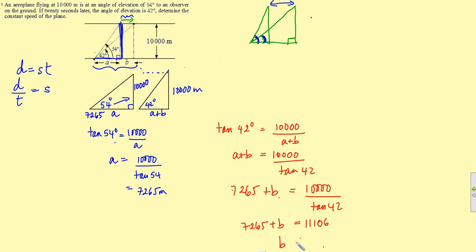11,106. So that my value of B is going to be 11,106 minus 7,265. So when I calculate the difference, 11,106 minus 7,265, I end up getting B equaling 3,841. Okay, so I now know that I've got 3,841.